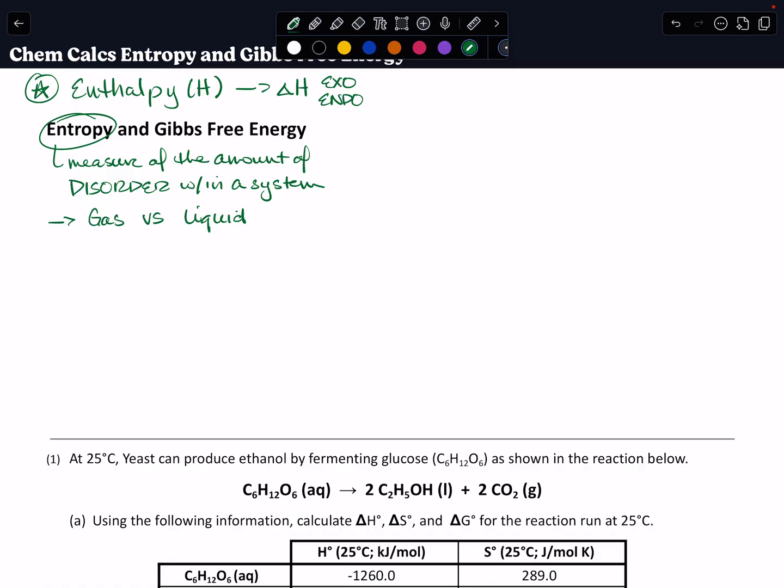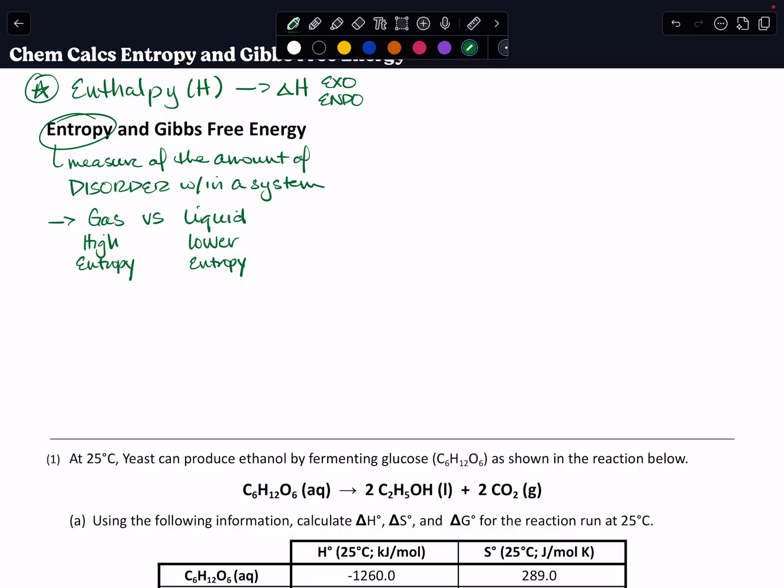So I would say that a gas has high entropy, whereas a liquid has lower entropy. Now, if we pulled a solid in here, I would say a solid has the least amount of entropy compared to the liquid, and then again compared to the gas.